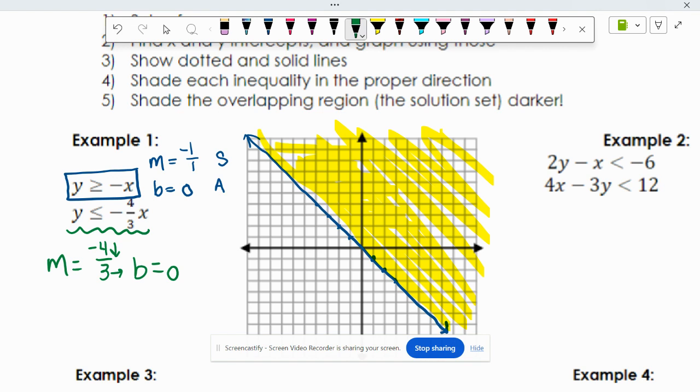Solid or dash line, Uriah? Solid or dash line? Shade above or below, Jansen?